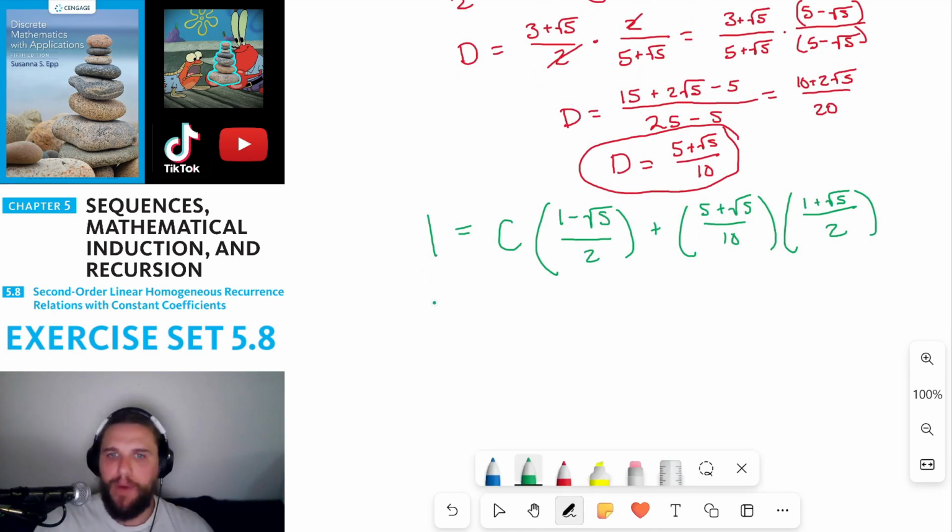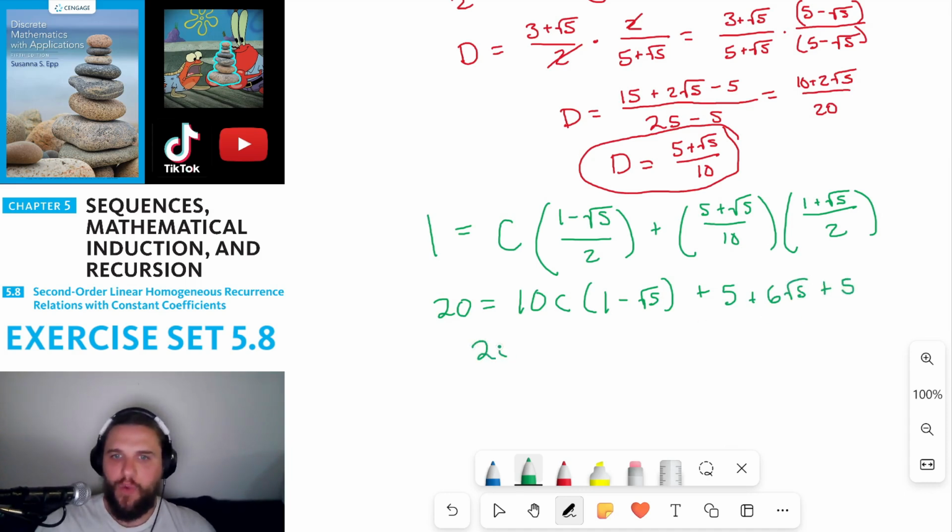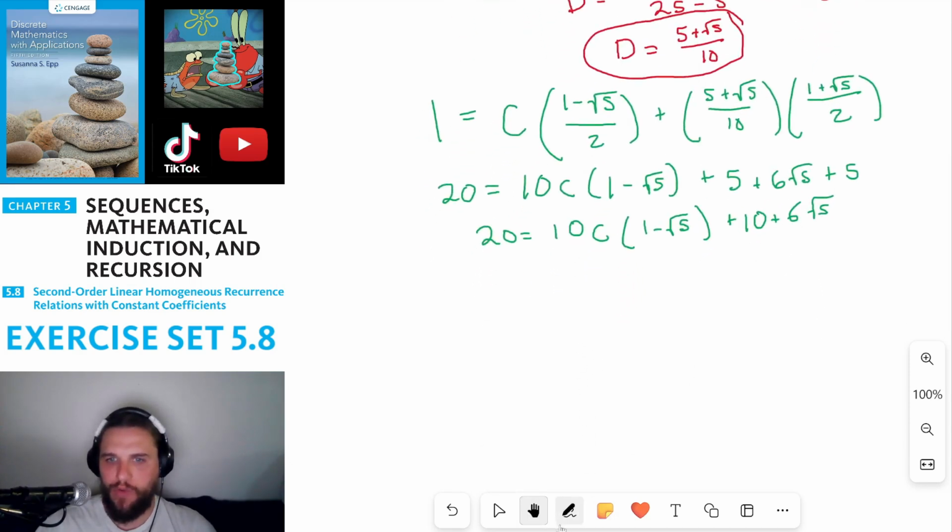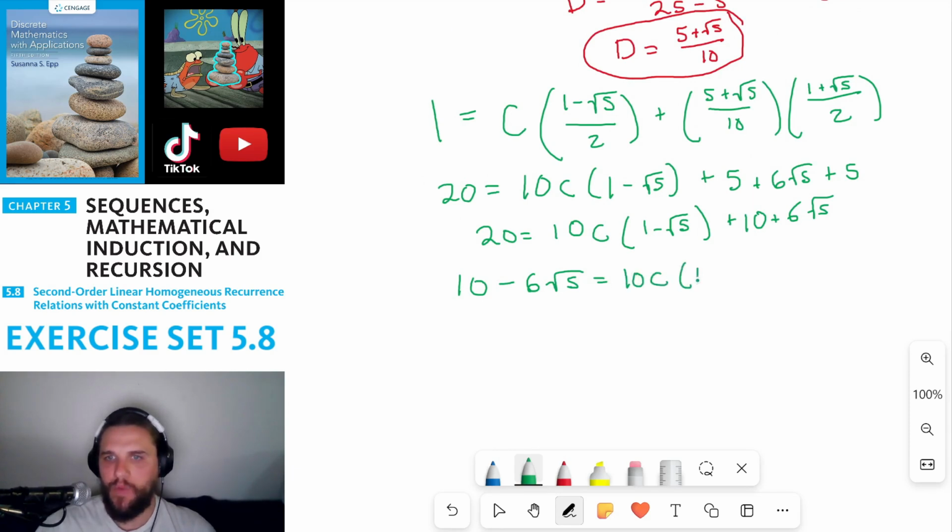Now we can multiply both sides by 20. That'll get rid of all these denominators. This will be 10C times 1 minus root 5. And then plus, we can FOIL the numerator here to get 5 plus 6 root 5 plus 5 again. And so this is 20 equals 10C times 1 minus root 5 plus 10 plus 6 root 5. We could subtract both sides by 10, and we could subtract both sides by 6 root 5 to get that 10 minus 6 root 5 equals 10C times 1 minus root 5.